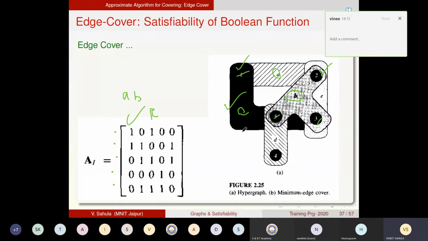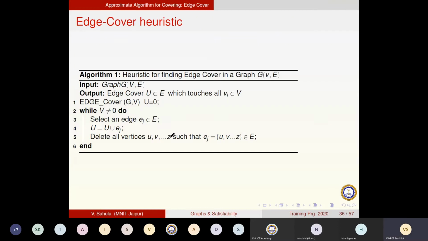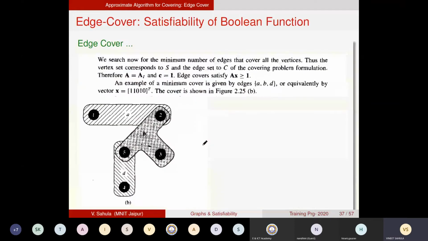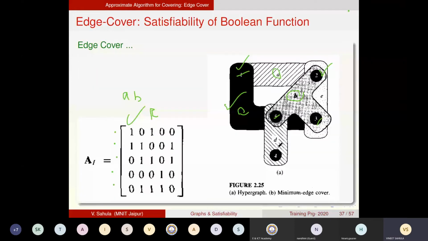Now we have to run the edge cover heuristic. What is the edge cover heuristic? Let us go back. Edge cover says select any edge E. Presume that is selected. So our edge cover is made up of this edge. Then delete all vertices which are covered by E. So what is the best method? Which edge do you want to choose first? The one which covers the maximum number of vertices. So you can choose either B or C, any one of them, right?